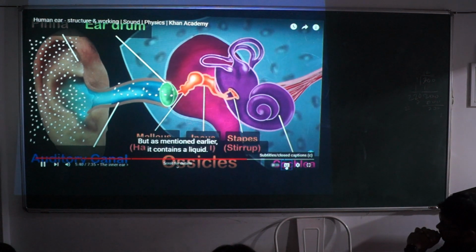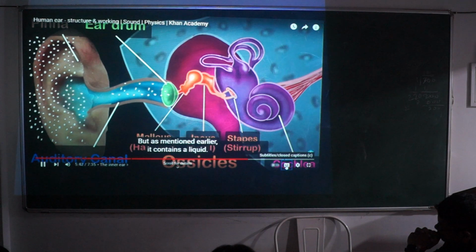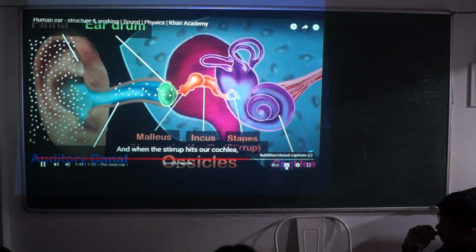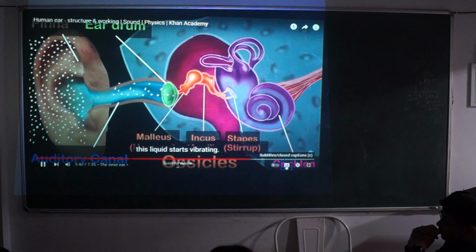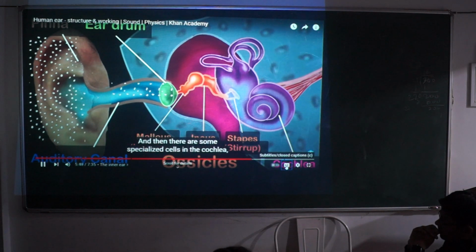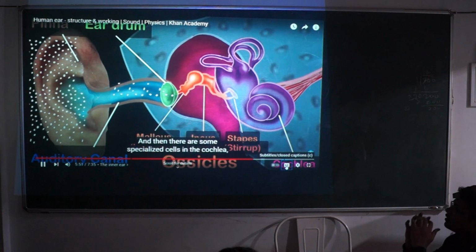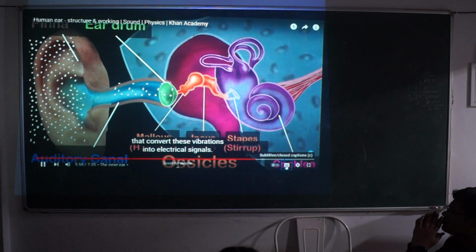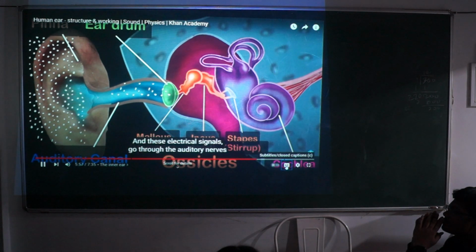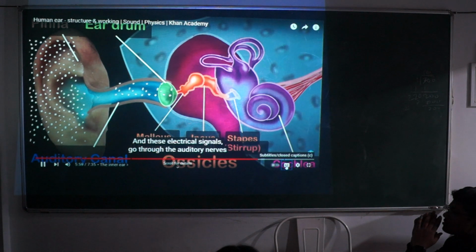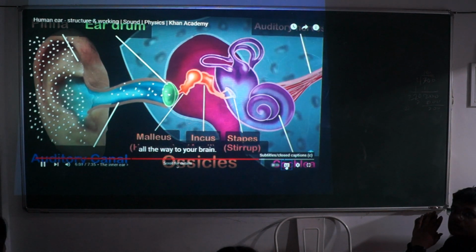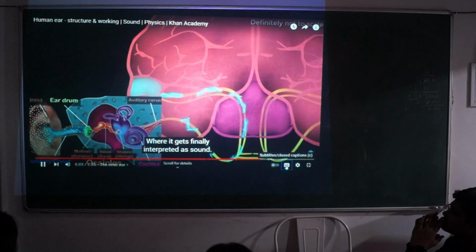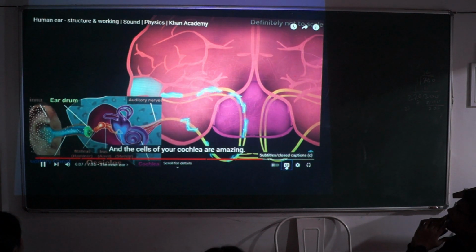But as mentioned earlier, it contains a liquid. And when the stirrup hits our cochlea, this liquid starts vibrating. And then there are some specialized cells in the cochlea that convert these vibrations into electrical signals. And these electrical signals go through the auditory nerves all the way to your brain, where it gets finally interpreted as sound. And the cells of your cochlea are amazing.